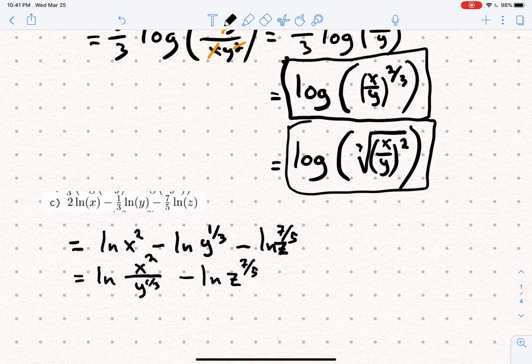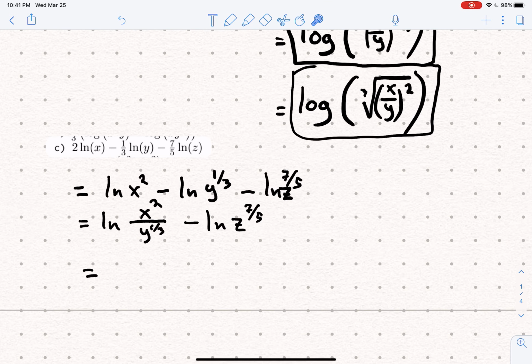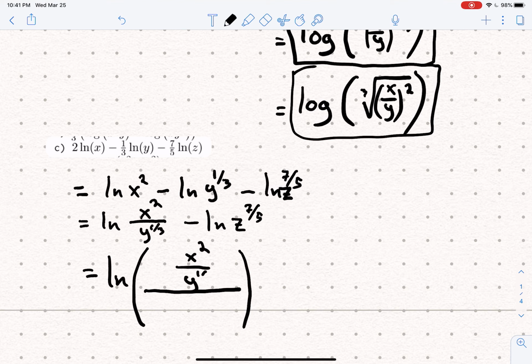Now I'm just going to use that rule again. This time we're going to get a fraction with this on the top and this on the bottom. That's going to look a little bit messy, but we'll be able to simplify it. So this is the natural log of, maybe I'll put in parentheses because it's getting messy in there. There's a big fraction. On the top of that big fraction is the little fraction x squared over y to the 1/3. And on the bottom of that fraction is this z to the 7/5.